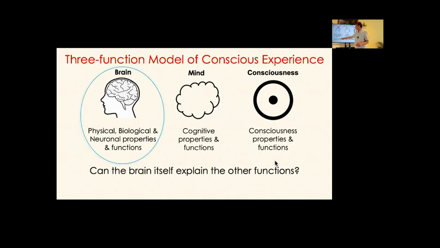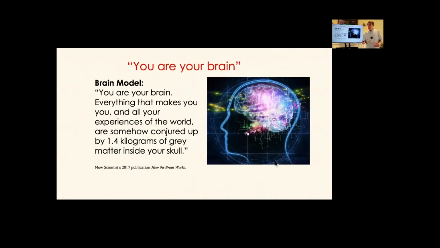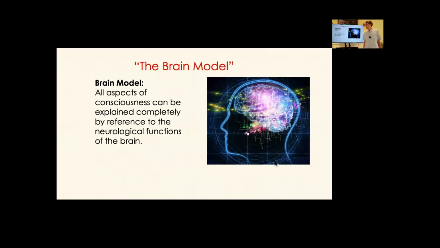We're going to look at the properties inside the brain. There is a standard thought that you are your brain, that everything that makes you you and all your experiences of the world are somehow conjured up by this 1.4 kilos of gray matter. Actually, it's gray and white matter inside your skull. That's the general concept, which came from the New Scientist 2017 publication, How the Brain Works. That's the standard narrative. We might refer to that as the brain model, that all aspects of consciousness can be explained completely by reference to the neurological functions of the brain.